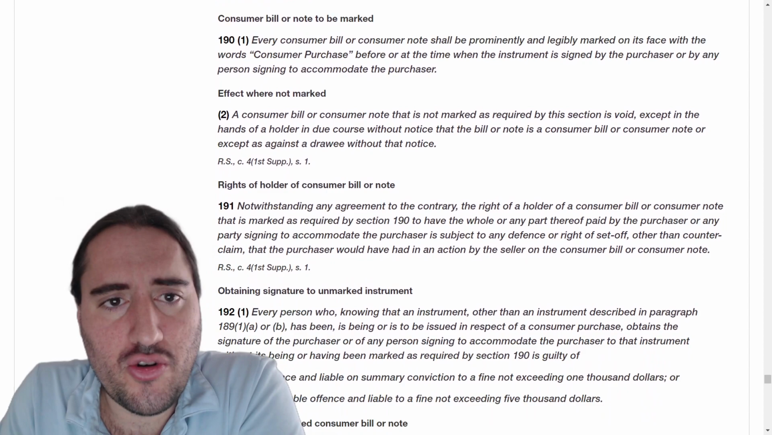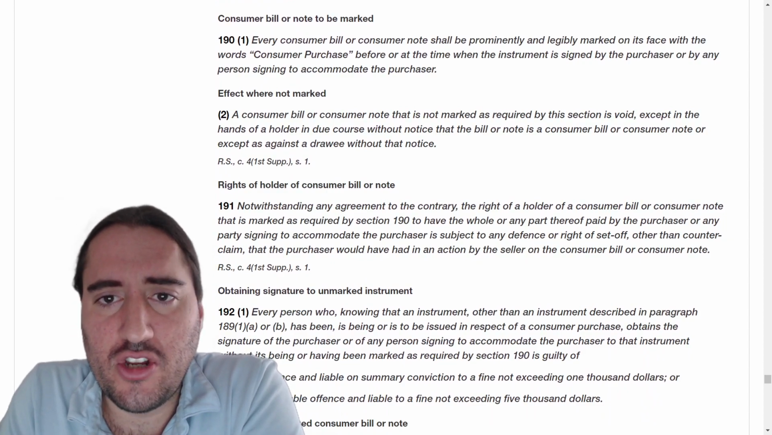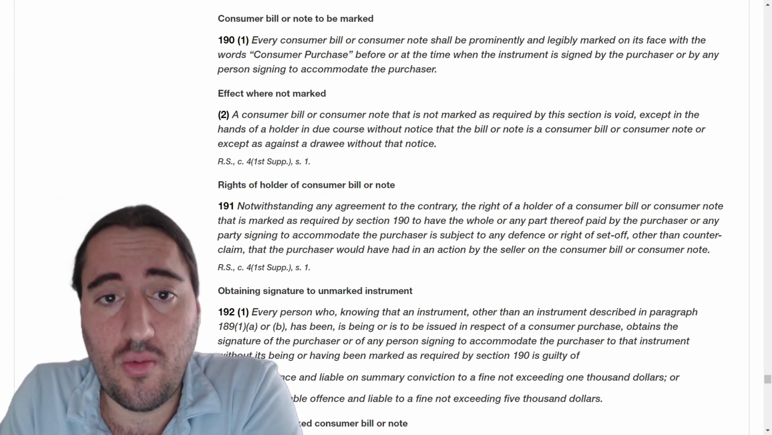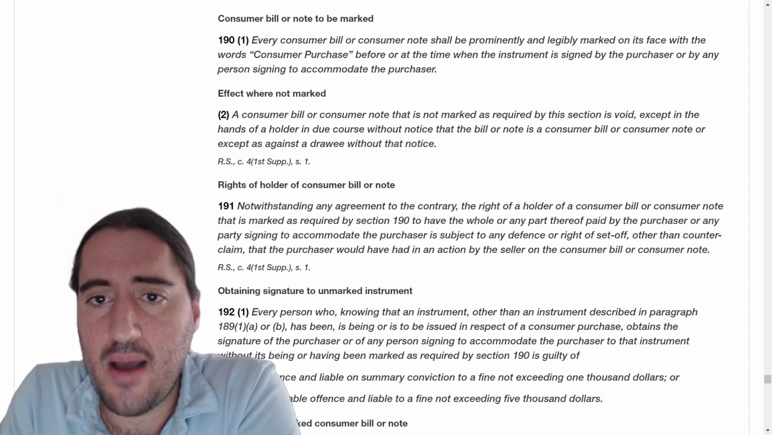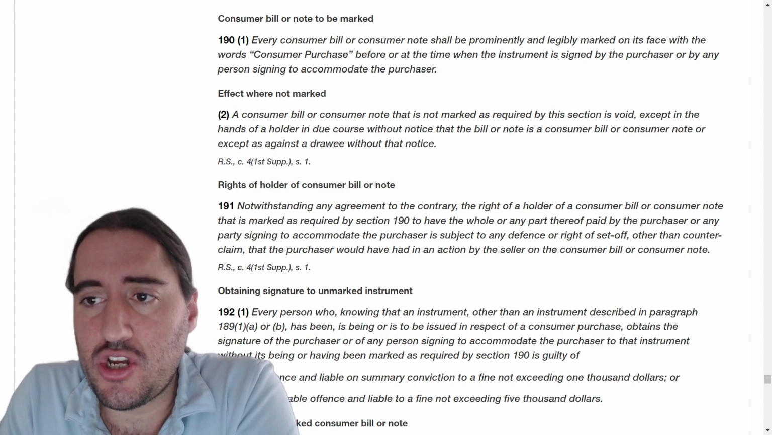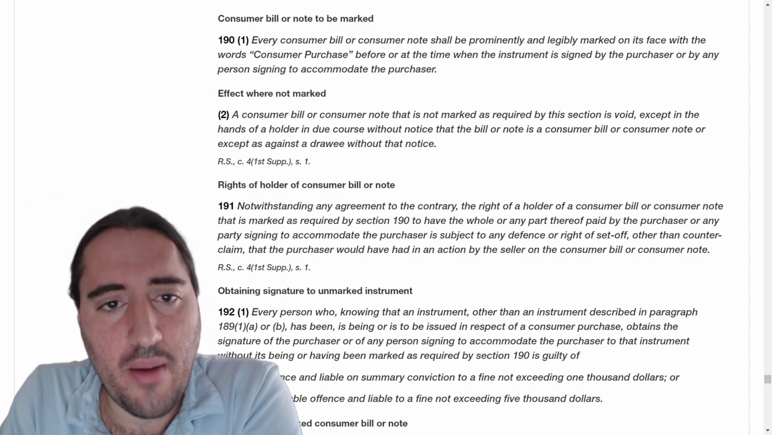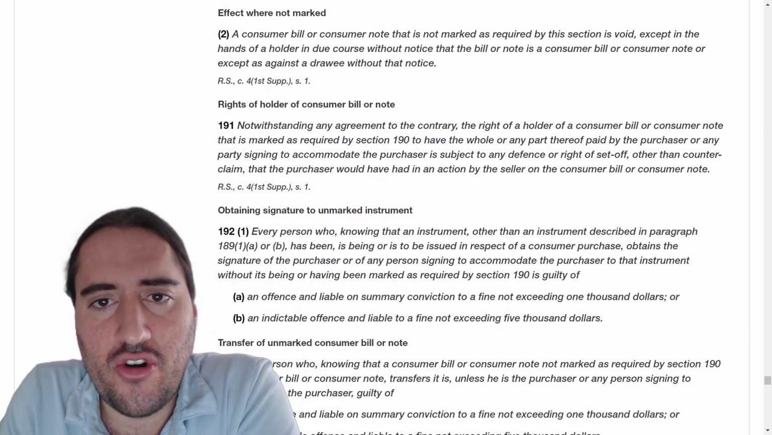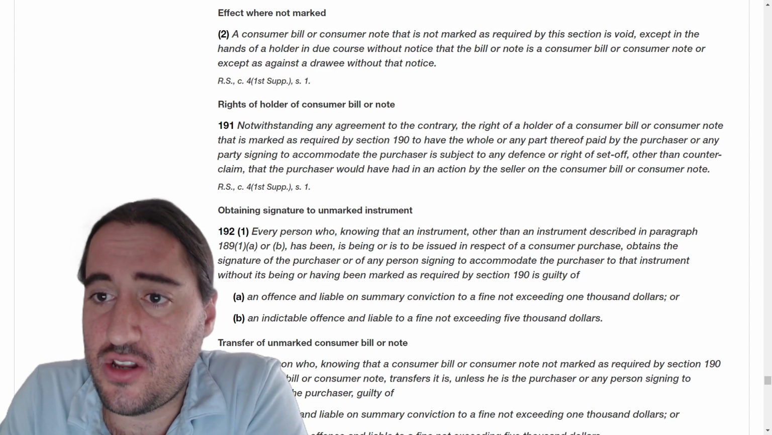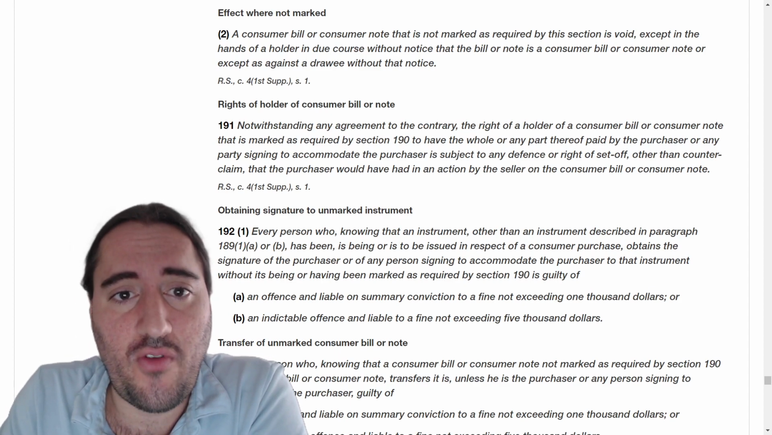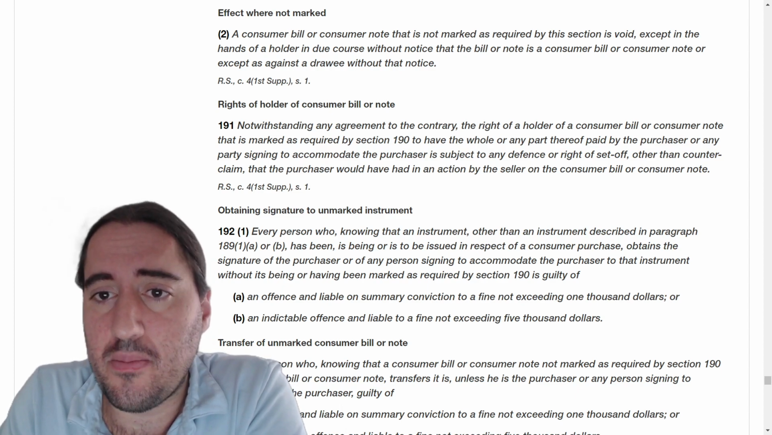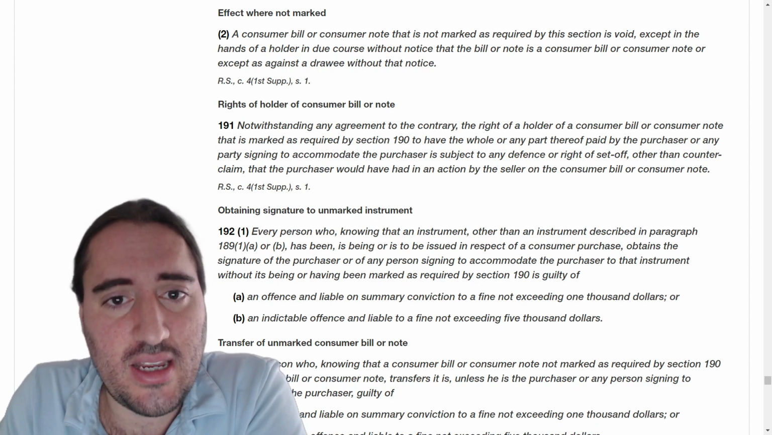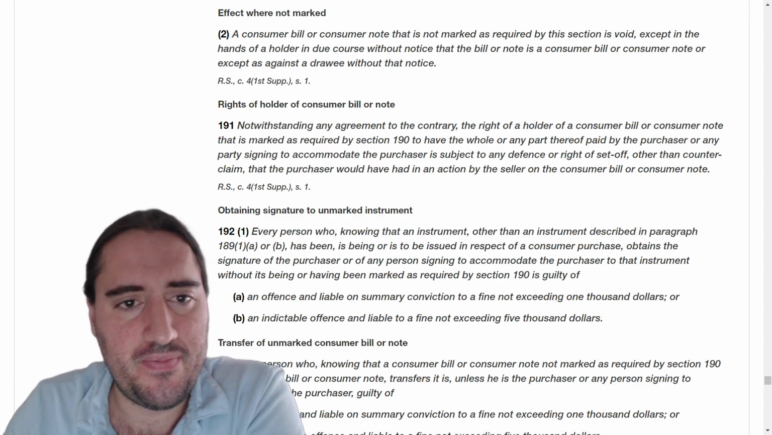Consumer bill or note to be marked. Every consumer bill or consumer note shall be prominently and legibly marked on its face with the words "consumer purchase" before or at the time when the instrument is signed by the purchaser or by any person signing to accommodate the purchaser. Effect where not marked. A consumer bill or consumer note that is not marked as required by the section is void, except in the hands of a holder in due course without notice that the bill or note is a consumer bill or consumer note, or except as against a drawee without that notice.